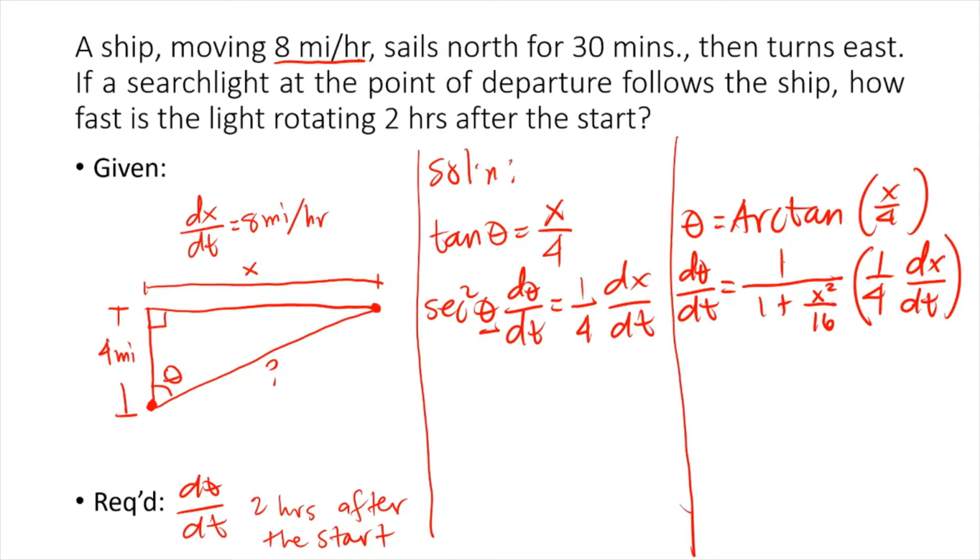Now let's check if the quantities involved in this equation are given or known so that we can solve for d theta dt. Okay, so let's start with x. Do we know x? We don't know x yet, but we can solve for x later on. Okay, how about dx dt? It's given in the problem, 8 miles per hour. All right, so our only problem now is x. Let's solve for x first, using the given condition 2 hours after the start.